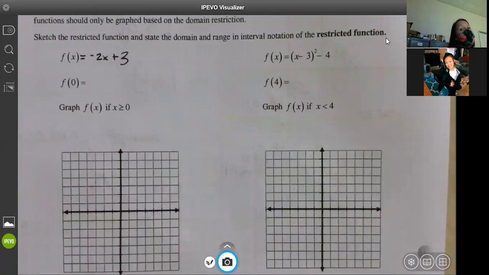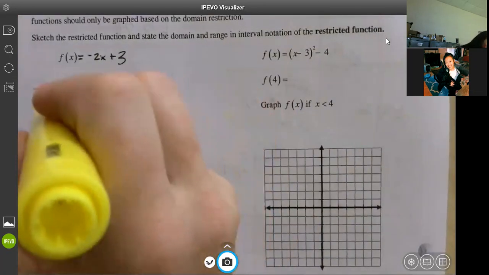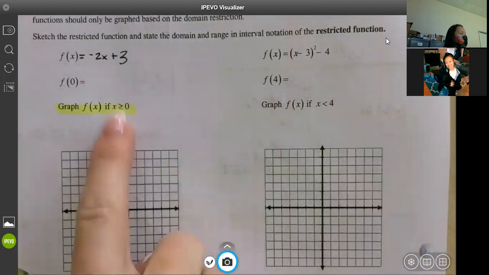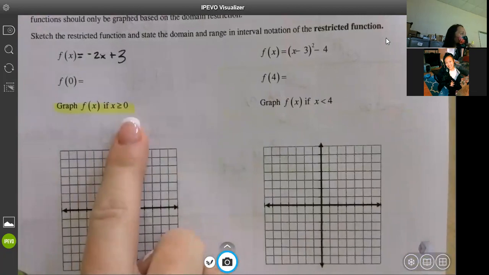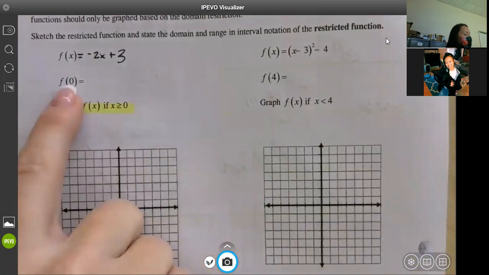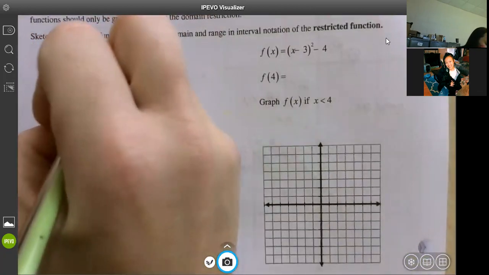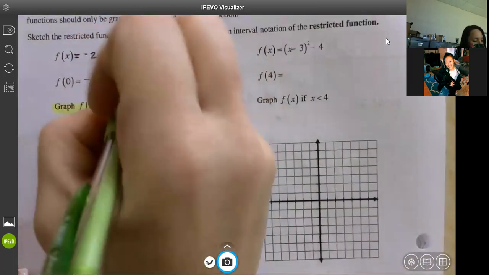So what we're doing is, here's the domain restriction right here. It says graph f of x if x is greater than or equal to 0. So this tells you a couple things, and we'll get to that in a minute, but this is exactly where you're graphing your domain, or your whole graph. So you take this number right here and plug it into the function. So this says take your function, negative 2 instead of x, we're going to plug in 0, plus 3.